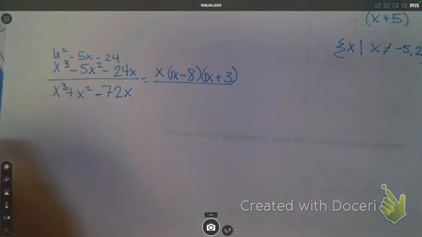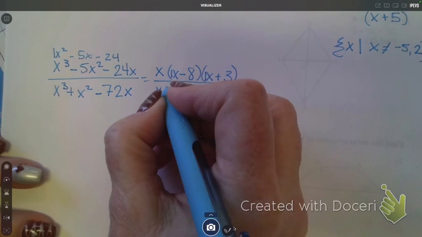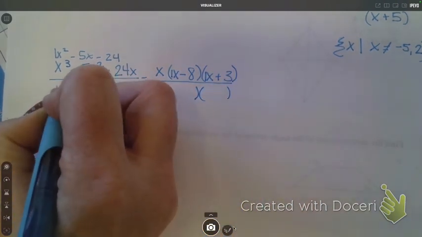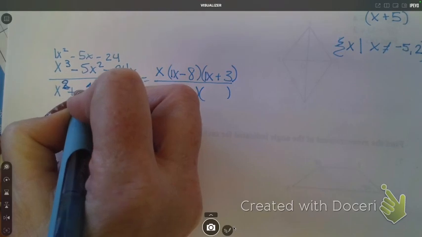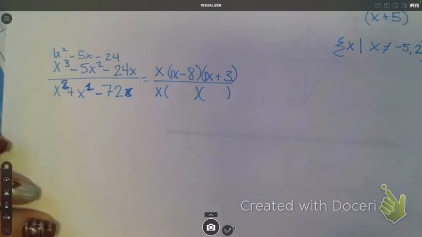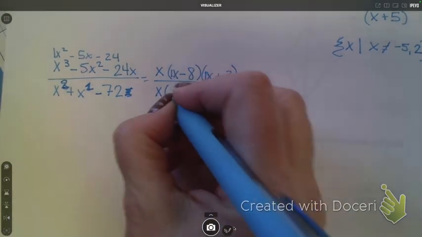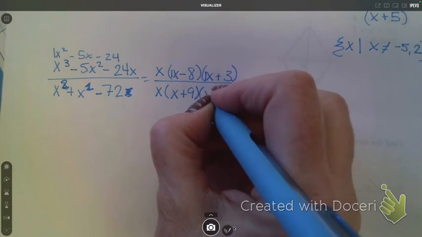Okay? So what about the denominator? Factor an x. So this is a 2, this is a 1, and that's gone. Okay, x plus 9 and x minus 8.